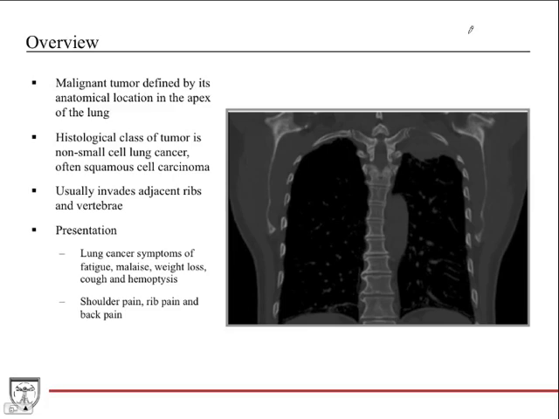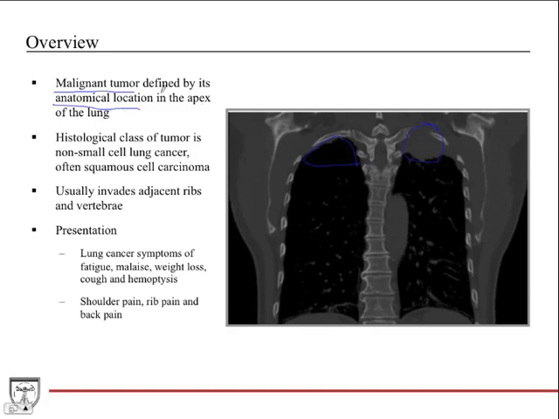So what exactly is a Pancoast tumor? A Pancoast tumor is a malignant tumor. It's a cancerous tumor. It's defined by its anatomical location, which is in the apex of the lung. If you remember, this is the apex. So here's the tumor. Here's the Pancoast tumor in this coronal CT, this big gray ball here. So it's not a histological diagnosis or definition, unlike most other tumors in pathology, which are defined by their histology.